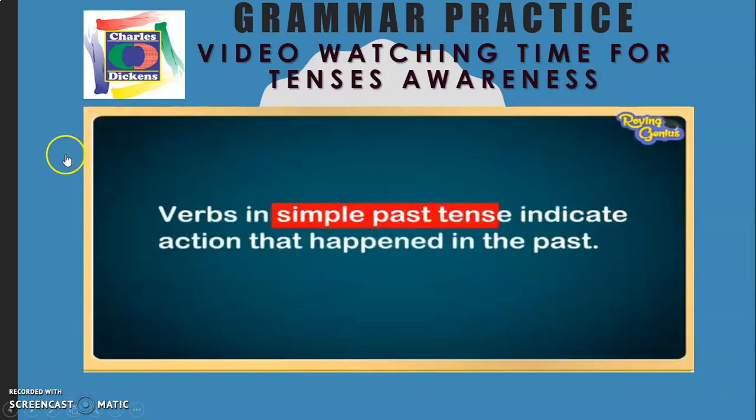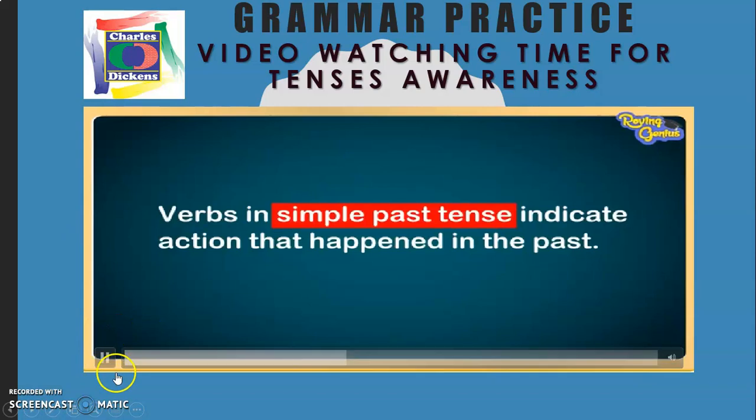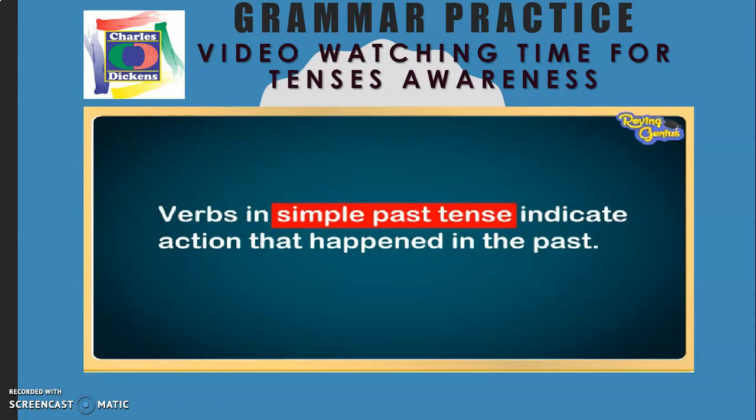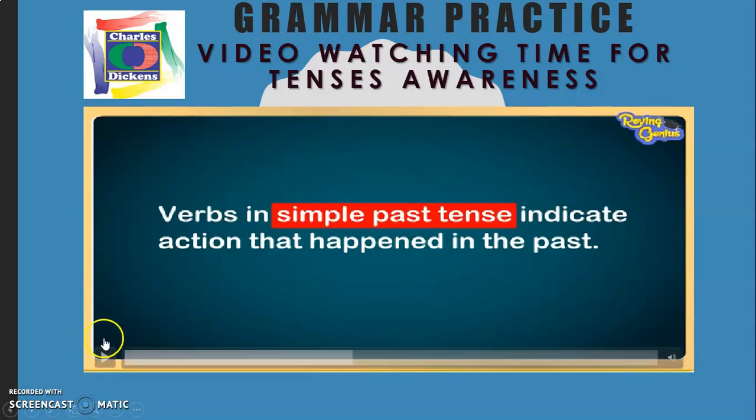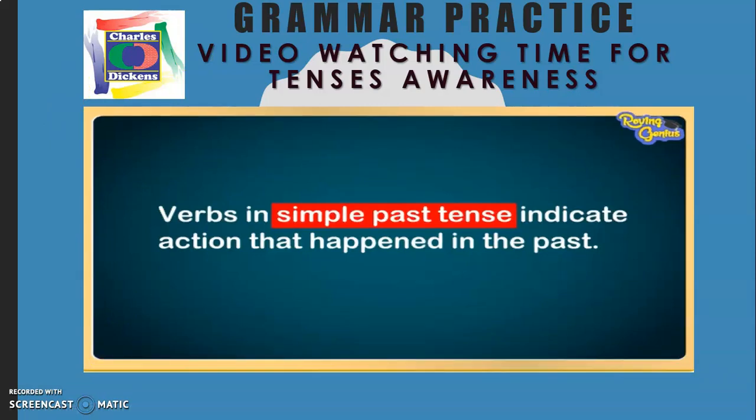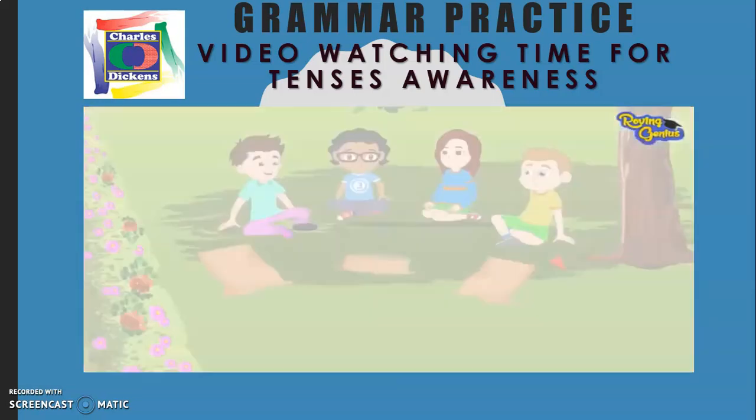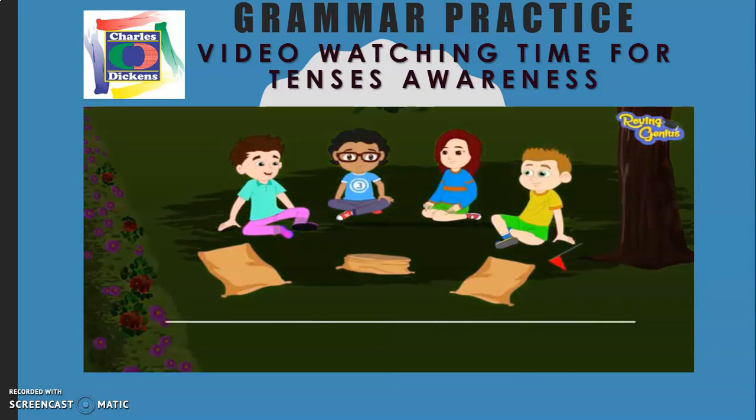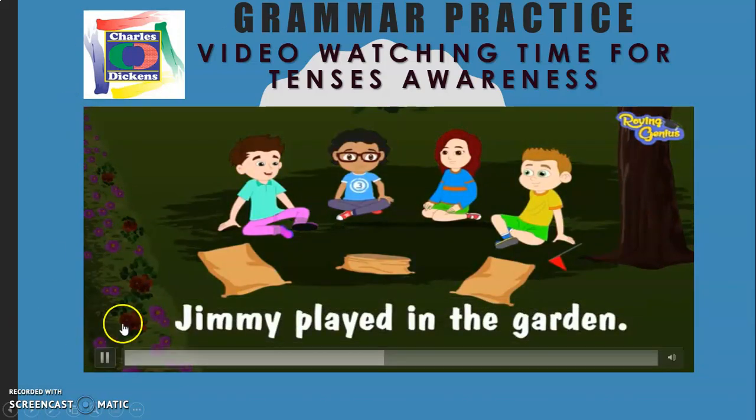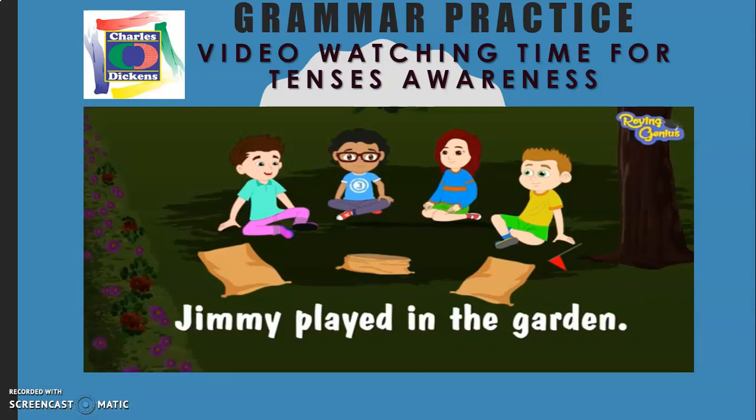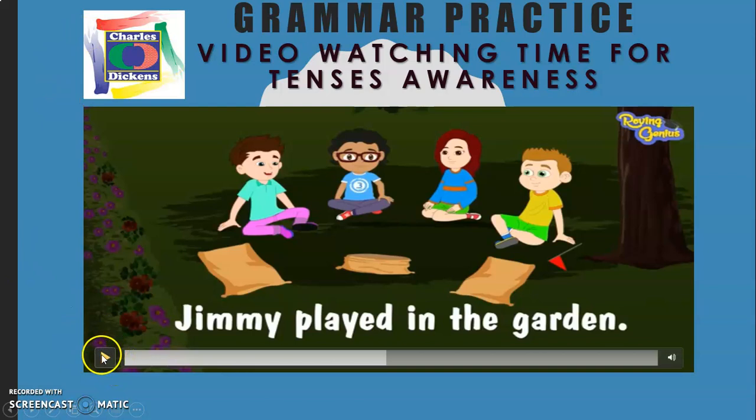Verbs in simple past tense indicate actions that happened in the past. Yes, exactly. Simple past tense, the action started, that is to say initiated, and finished at some point in the past. In this case, the verb simply ends with ed. Regular form. For example, Jimmy played in the garden. We don't know exactly when the action took place, but it's over. He already finished playing in the garden. Jimmy played in the garden.